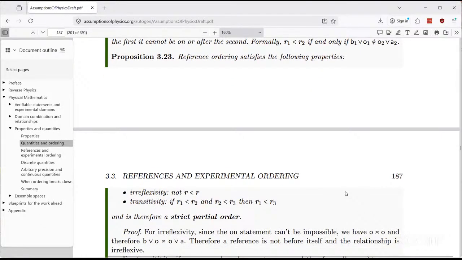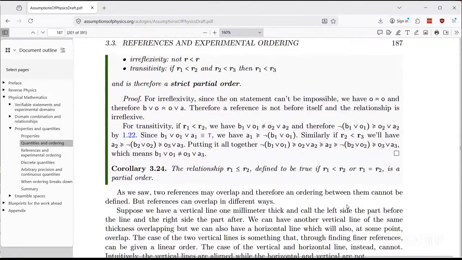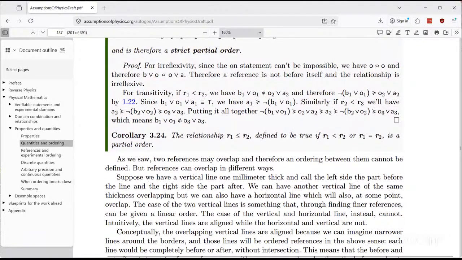Proposition 3.23, reference ordering satisfies the following properties. Irreflexivity: R is not before R. So this lower than is an ordering. And transitivity: if R1 is before R2 and R2 is before R3, then R1 is before R3. And it is therefore a strict partial order.